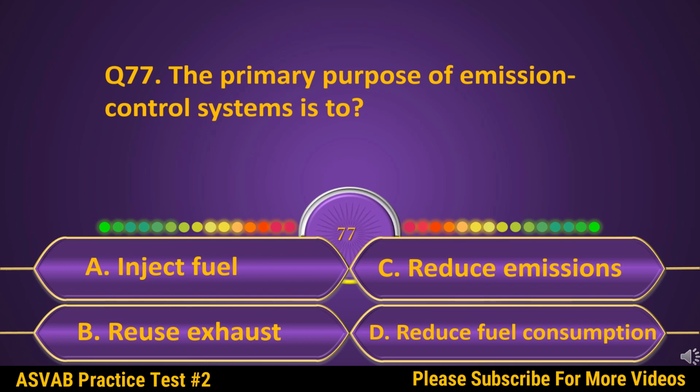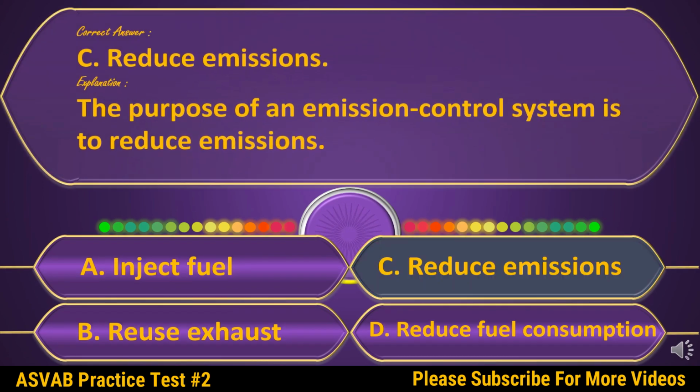Question number 77. The primary purpose of emission control systems is to, and the options are A. Inject fuel, B. Reuse exhaust, C. Reduce emissions, or the option D. Reduce fuel consumption. And the correct answer is option C. Reduce emissions. The purpose of an emission control system is to reduce emissions.